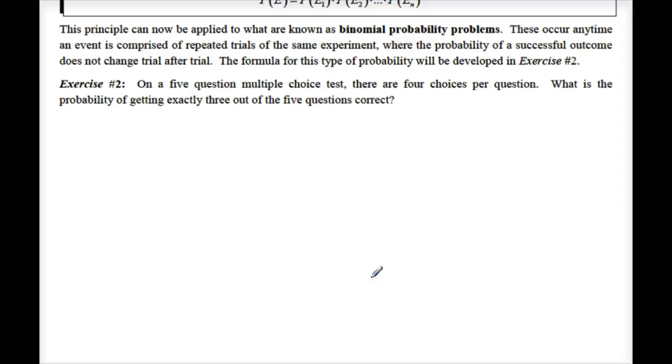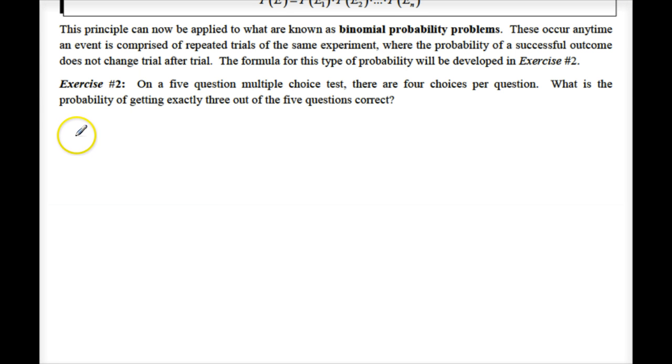On a 5-question multiple choice test, there are 4 choices per question. What is the probability of getting exactly 3 out of 5 questions correct? So the probability of one question, correct or incorrect, can be what?